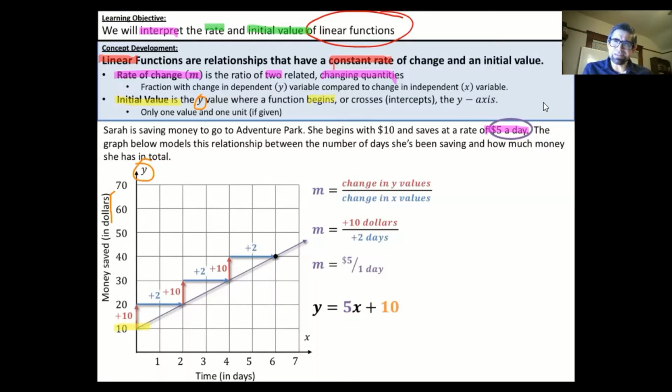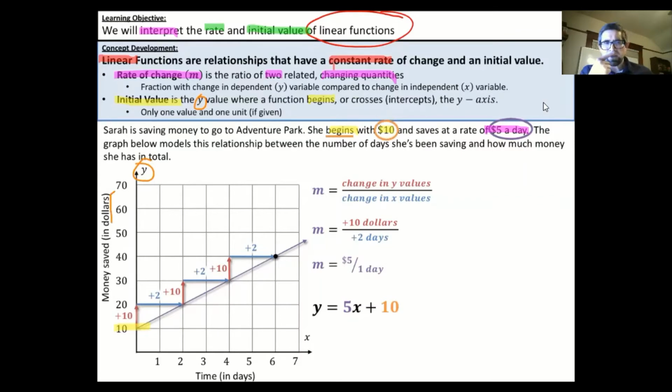Let's go back to the description of this situation and see if we can find our initial value, or where the function begins. Sarah is saving money to go to Adventure Park. She begins with $10. Well, actually, hold on, right there. The word begins with $10. That's telling me where this function starts. That's the initial value. I do have an animation here. Yes, begins with $10.